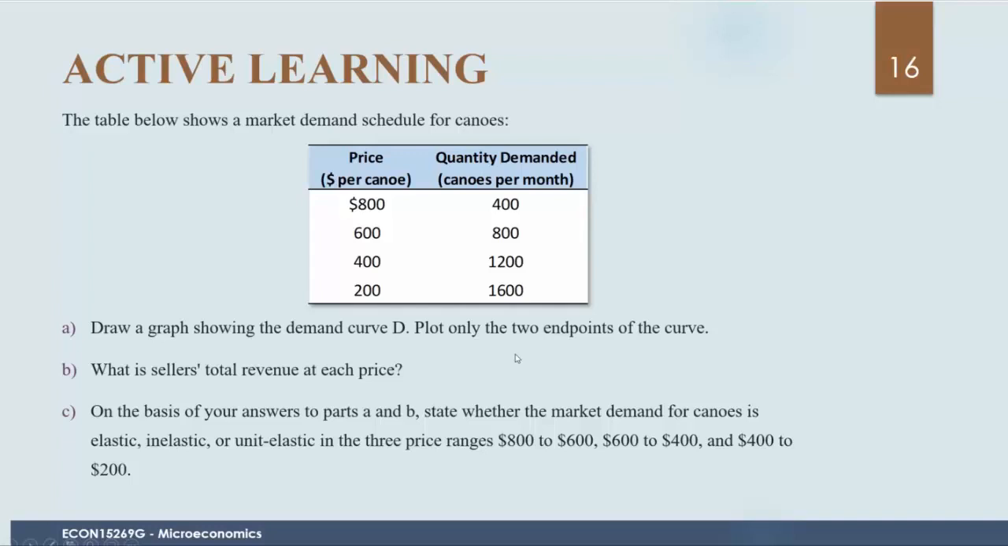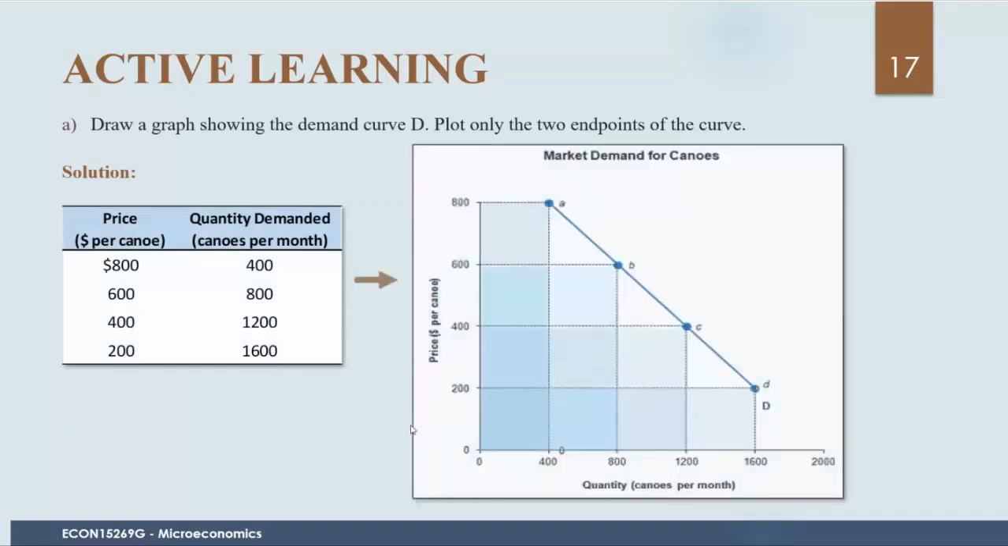We're first asked to plot the demand curve. Then we're told to figure out what the revenue is at each of the prices. And then we're going to figure out which portions of this demand curve are elastic, inelastic, or unitary elastic. If we plot this demand schedule, we'll get a demand curve that looks like this. Here's the point when the price is 200, here's our quantity demanded. So this is 200, 1600. This point up here is 800 and 400. And so that's our demand curve. That was the first part of the question.